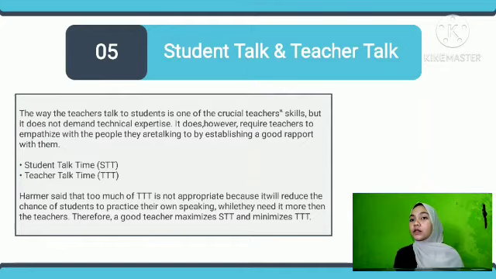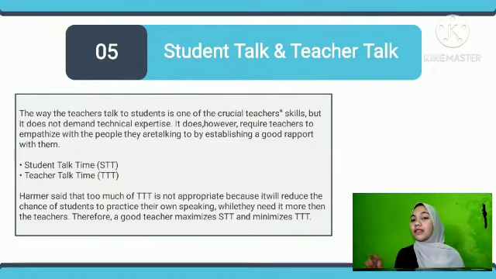The way the teacher talks to students is one of the crucial teacher skills, but it does not demand technical expertise. It does, however, require the teacher to empathize with the people they are talking to by establishing a good rapport with them. For the first one, there is student talk time or STT, and the second one is teacher talk time or TTT.